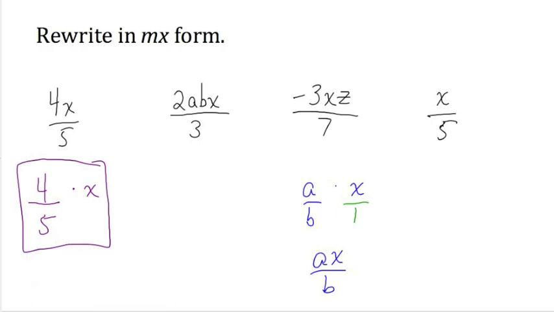Once you get the hang of this process, it's really quite simple. All you're doing is taking an x out of the numerator and multiplying it by whatever is left of the fraction. Let's consider the second example.